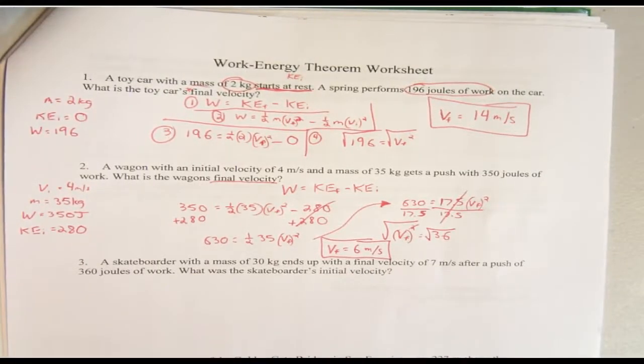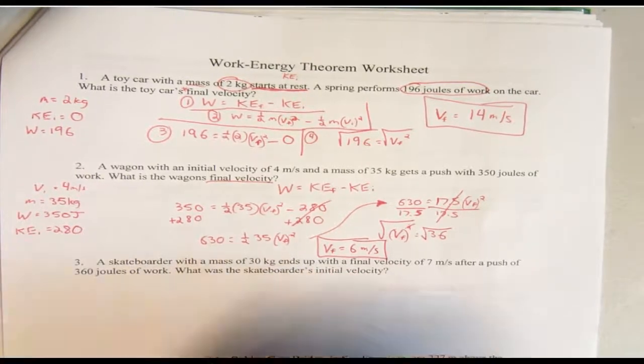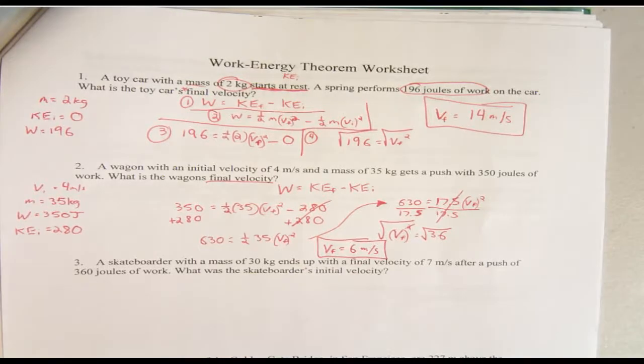So that'll help you. 3 and 4 are all similar questions. In 3, instead of the final velocity, it asks for the initial velocity, and 4 pretty much asks for the final velocity again. I want to say, yeah. So cool. Good job, guys.